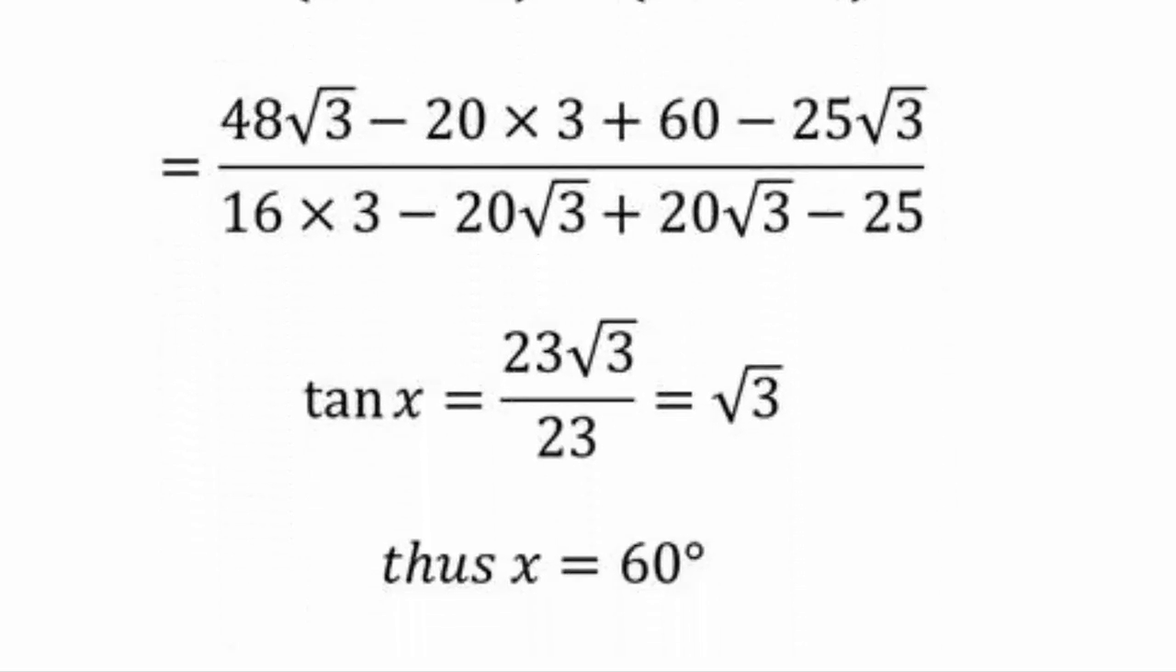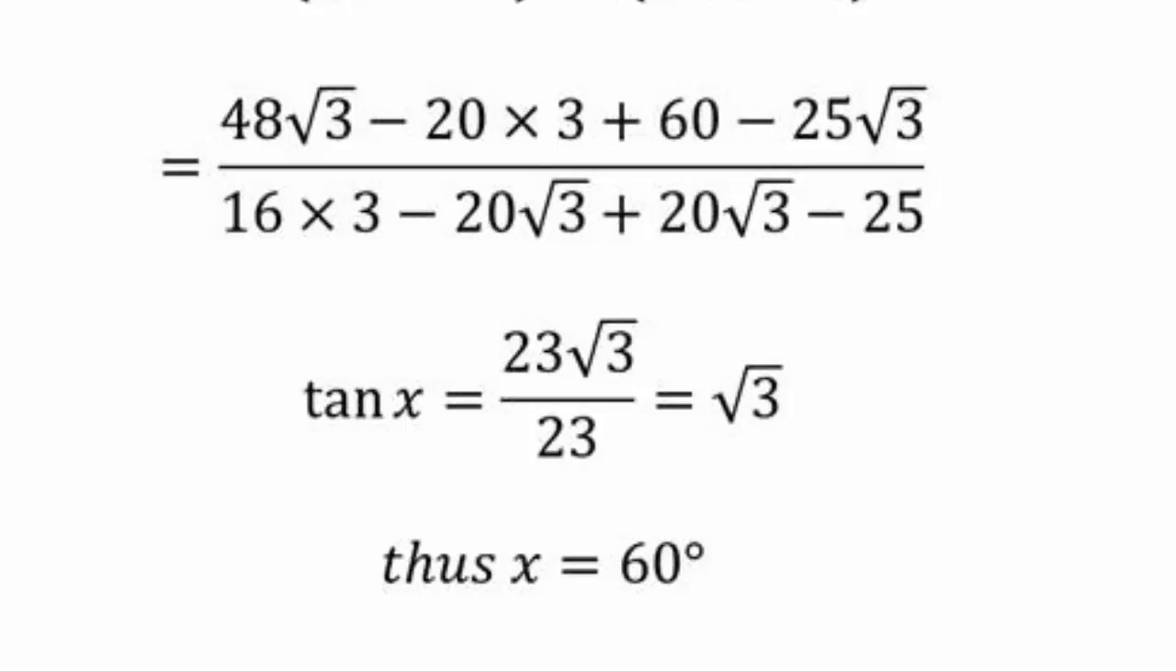And you should end up with something very tidy, because the numbers cancel out. On the numerator we end up with 48 root 3 minus 25 root 3. Well, that's like 48x minus 25x. It's just 23x, 23 root 3. And on the bottom, you're going to get 23. That gives you tan x equals root 3.